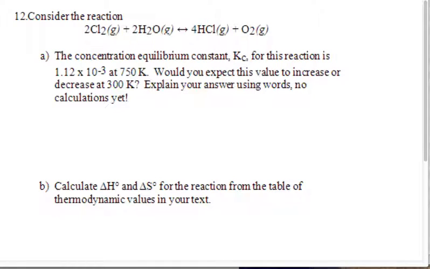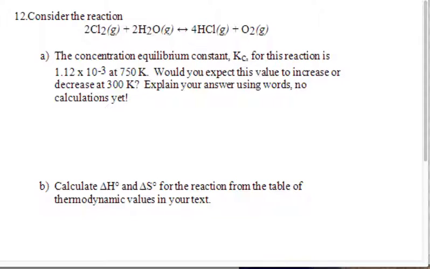All right, consider the reaction given. The concentration equilibrium constant, Kc, for this reaction is 1.12 times 10 to the negative third at 750 Kelvin. Would you expect this value to increase or decrease at 300? Explain your answer with no calculations.